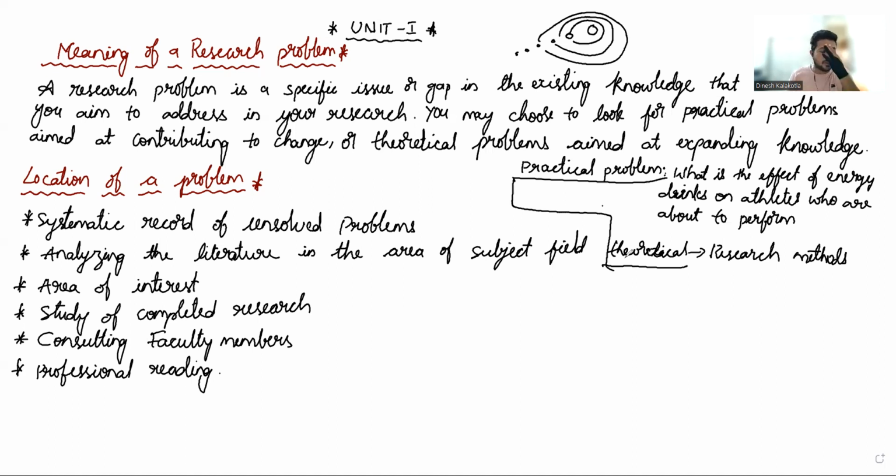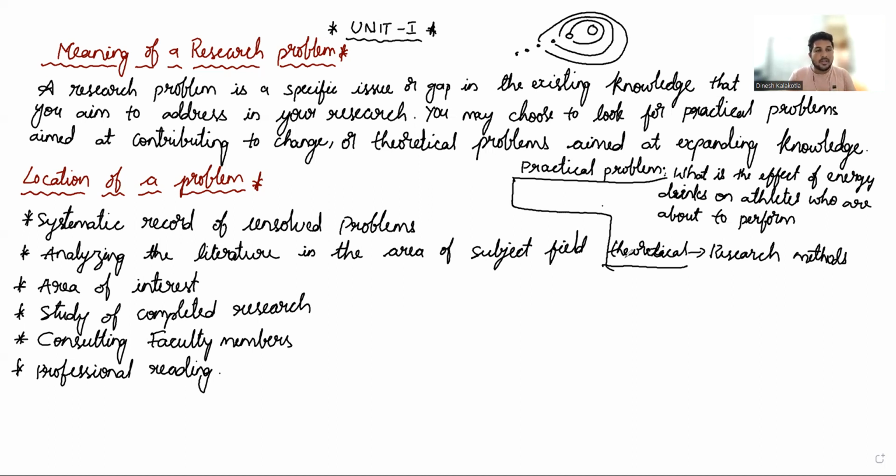Now, location of a problem is nothing but finding out the gaps in the knowledge. So that is nothing but the location of a problem. How to locate a problem, we have some steps here. I mean, not steps actually; you can take them as criteria. How to locate a problem: first, a systematic record of unsolved problems. So you need to find the gaps in the knowledge.